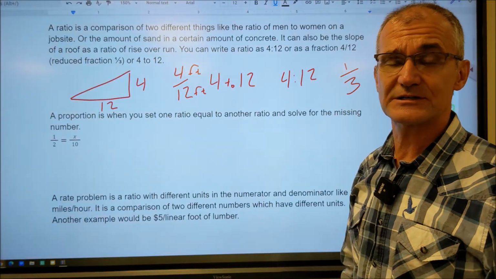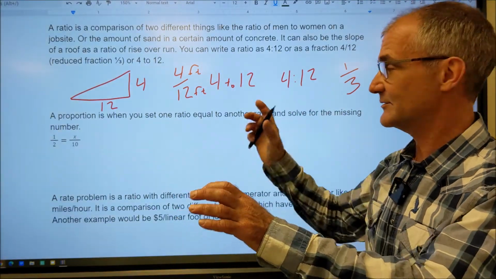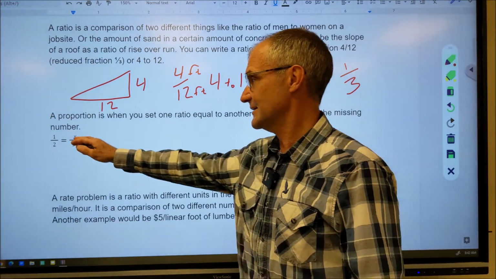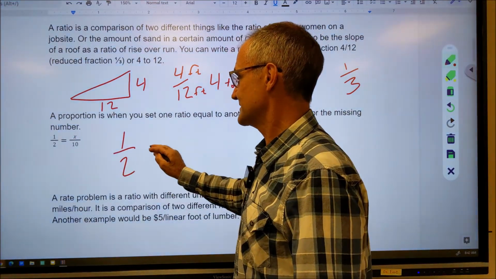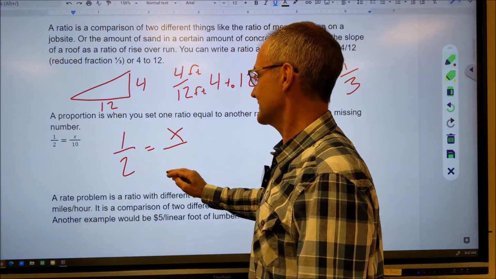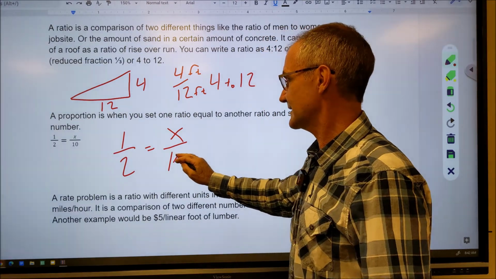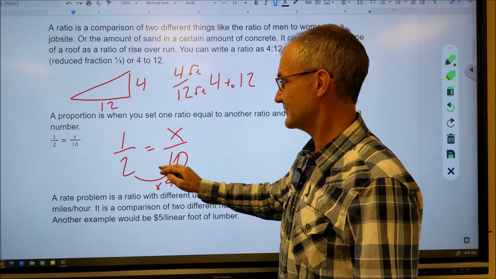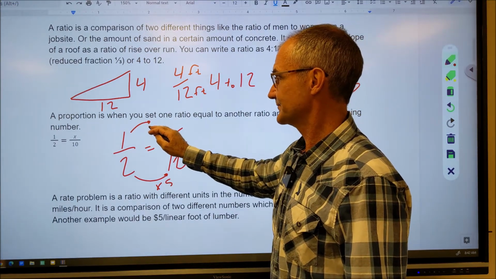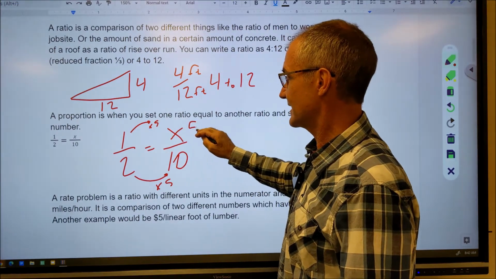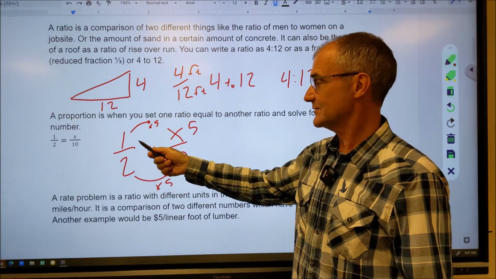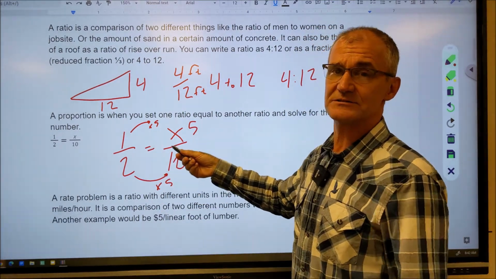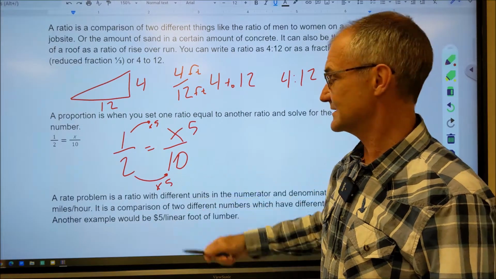Next is a proportion. A proportion is when you set one ratio equal to another ratio. Like here, let's say I have 1/2 is equal to something over 10. Well, the way I would do that is I would say, how do I get from 2 to 10? Well, I would multiply by 5. So 1 times 5 would get me 5. So one ratio equal to another is a proportion, usually solving for one of the 4 pieces in there.